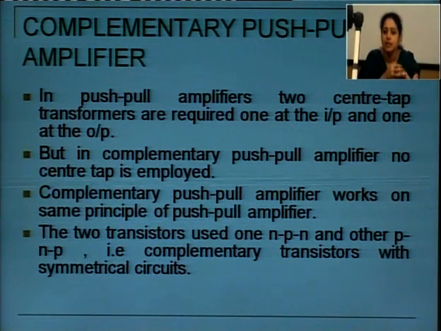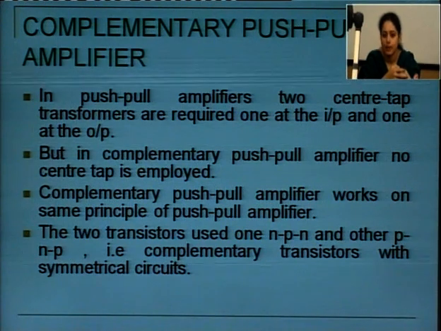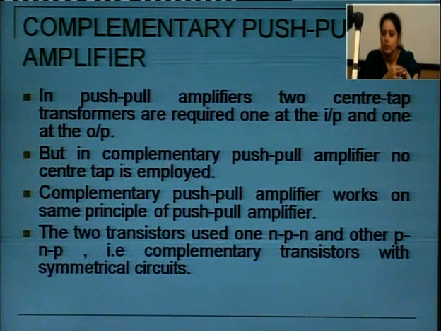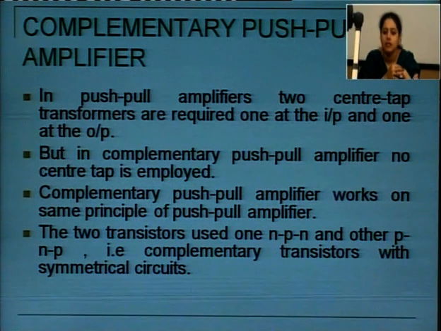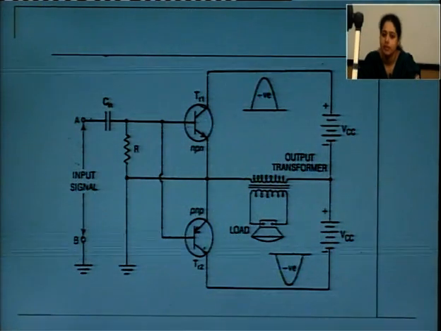In the push-pull amplifier, two center-tapped transformers are required, one at the input and one at the output. But in this complementary amplifier, no center tap is employed; the center tap is eliminated. The complementary push-pull amplifier works on the same principle as your push-pull amplifier. The two transistors used are one NPN and one PNP, that is, complementary with symmetrical characteristics.